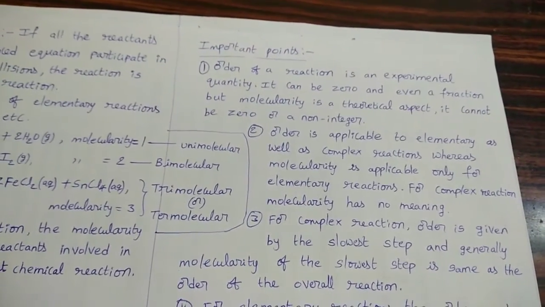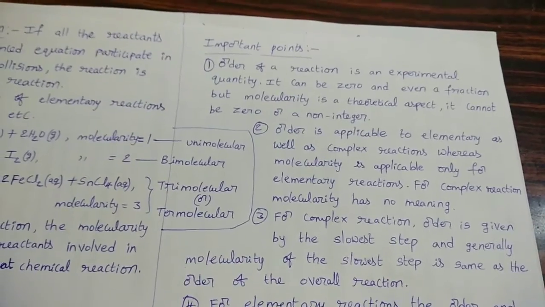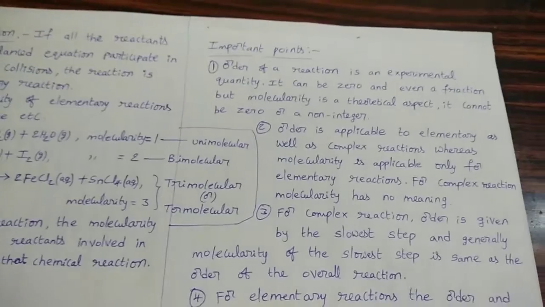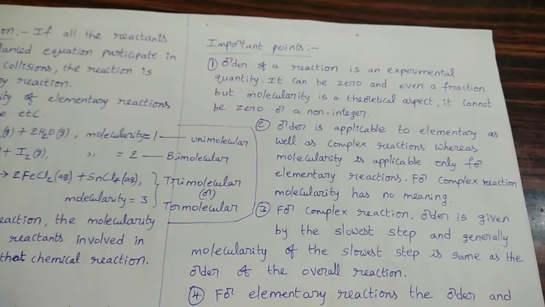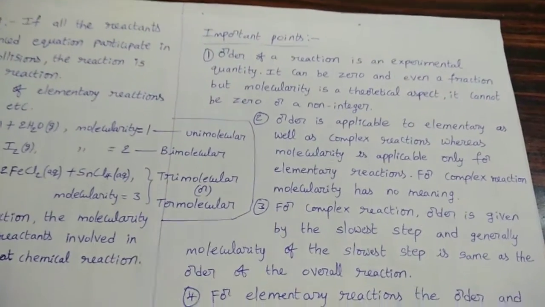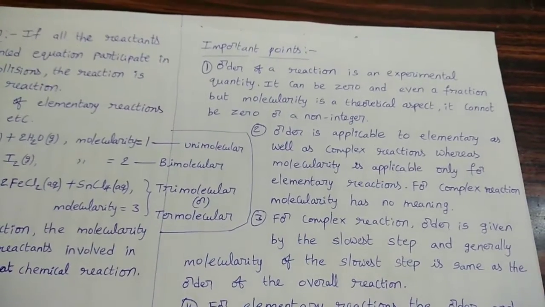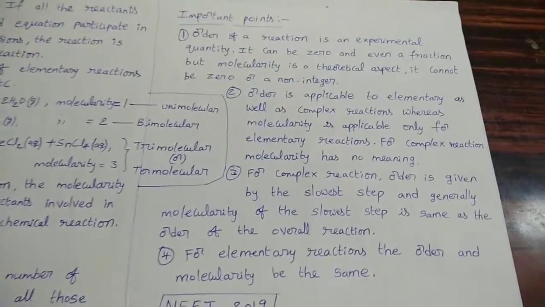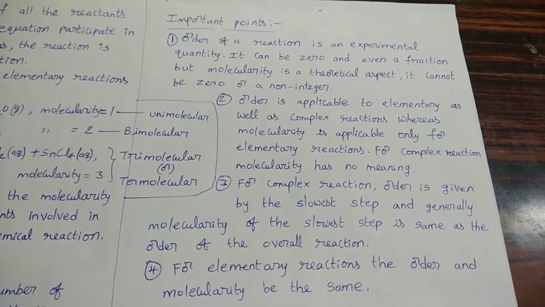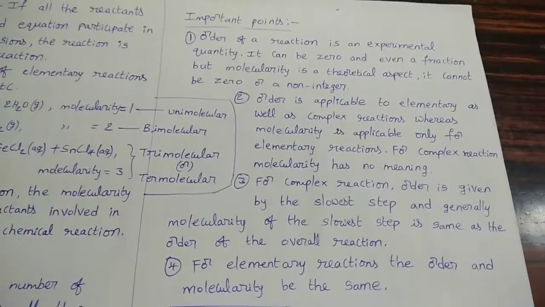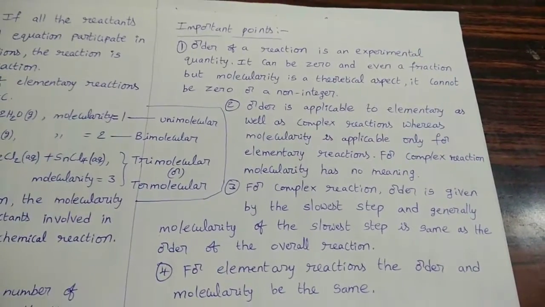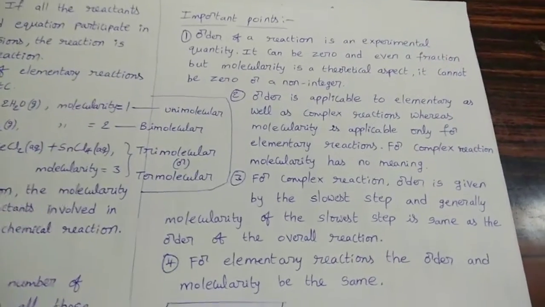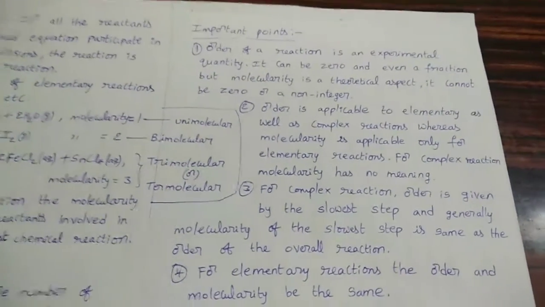The order of the slowest step is considered as the overall order of that complex reaction. Generally, the molecularity of that slowest step is same as the order of that overall reaction. Okay. Next, for elementary reactions, the order and molecularity are the same. Remember this point carefully. For elementary reactions, the order and molecularity are both generally same. So this is chemical kinetics.